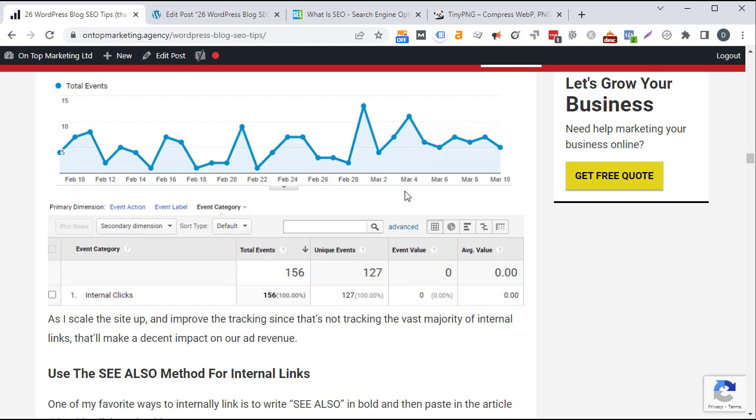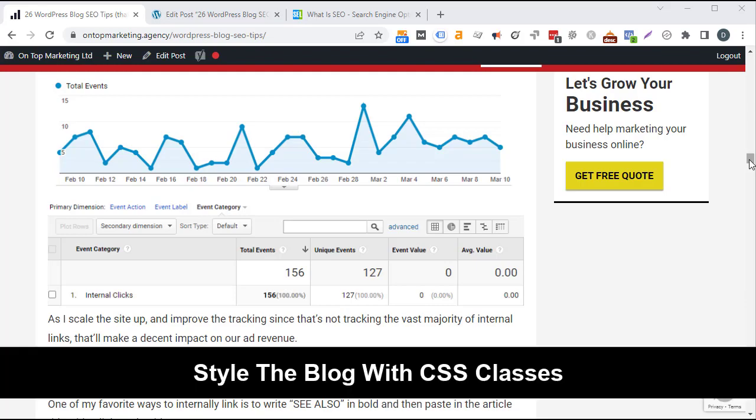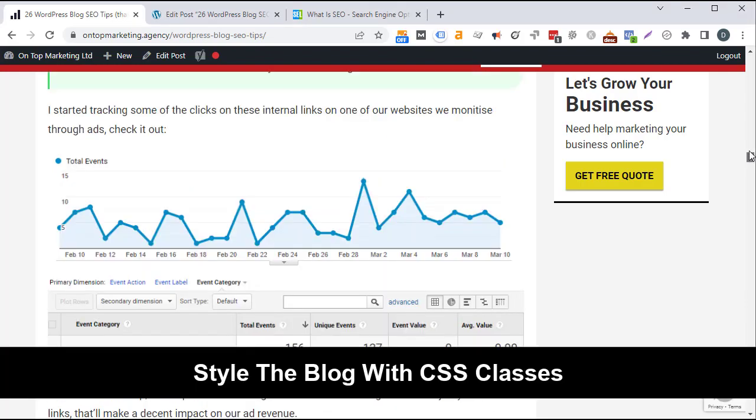We don't want to just randomly use them. As long as it's relevant to the article, we can reuse them on multiple different blog posts. The next thing we do is we style the blog posts with our custom CSS classes.